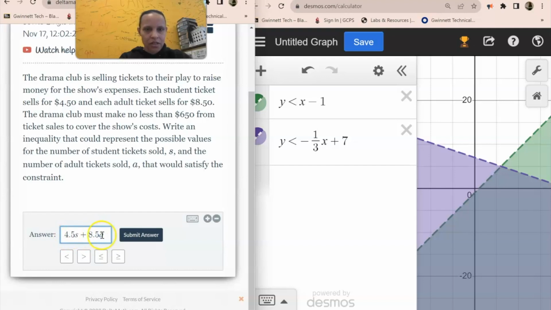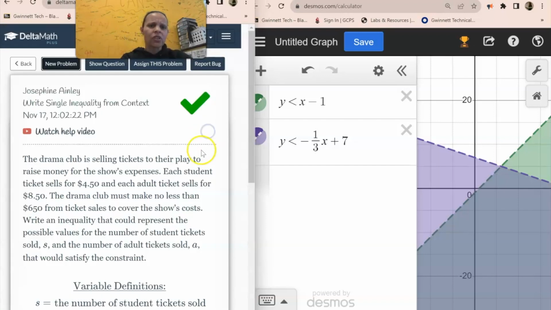Okay. So when I sell these tickets, what happens? The drama club must make no less. So what does no less mean? I can't make anything under, right? $6.50. So the question becomes, can I make $6.50? I can. Can I make $6.49? No. All right, can I make $6.51? Yes. So I can make $6.50 and above, greater than or equal to. Equal to because I can make $6.50. Greater than because it has to be above $6.50. All right, so that was kind of the same question.